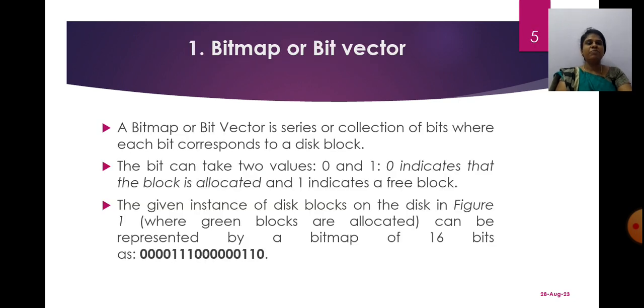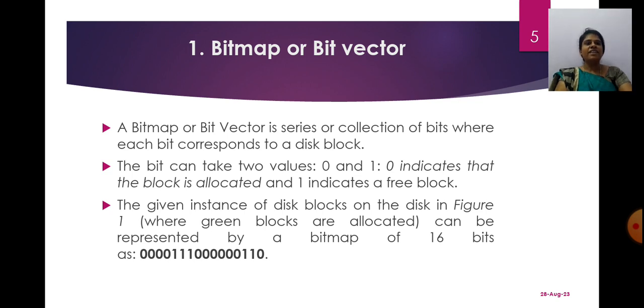First we will see what is bitmap or bit vector. A bitmap or bit vector is a collection of bits where each bit corresponds to a disk block. Here the bit can have two values, either 0 or 1. The value 0 indicates that the block is allotted to some file or directory. The value 1 indicates that the particular block is free at that particular moment.